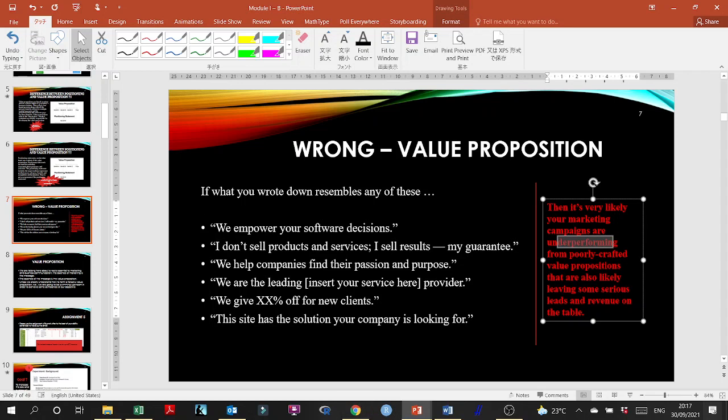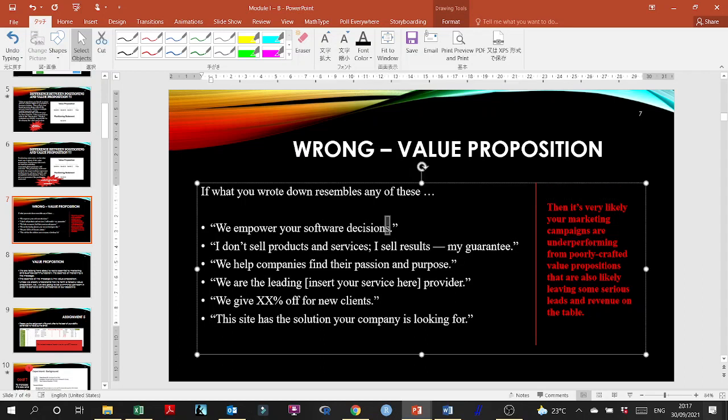So we need now to focus on what would be a good example of value proposition. This is a bad example. We empower your software decisions. You told me nothing about the benefit. I don't sell products and services. I sell results. My guarantee. These are all examples of a slogan. A slogan. It's not an example of a value proposition.